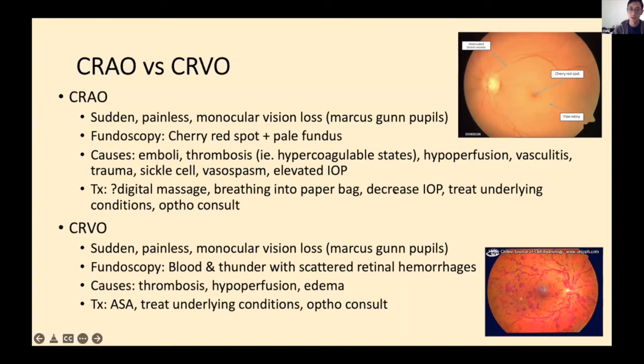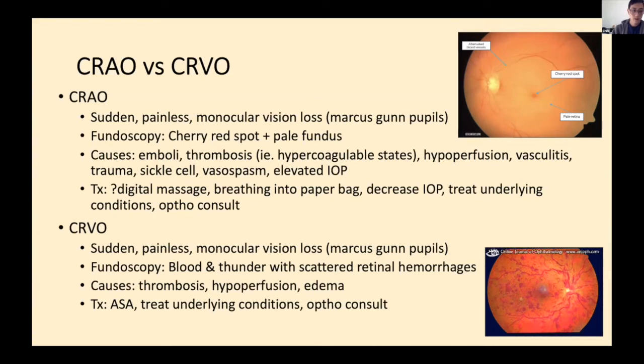And it can indicate a lesion in the optic nerve or in the macula or the retina. And fundoscopy will usually help differentiate if there's a pathology within the retina or macula. So for central retinal artery occlusion, fundoscopy will show a cherry red spot with a pale fundus. Causes include emboli, thrombosis, hypoperfusion, vasculitis, and so on and so forth.